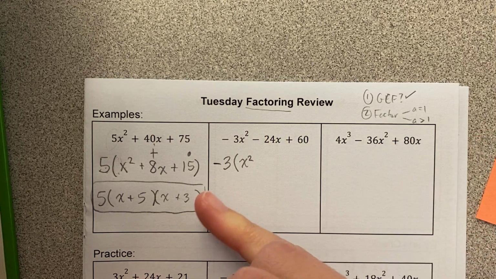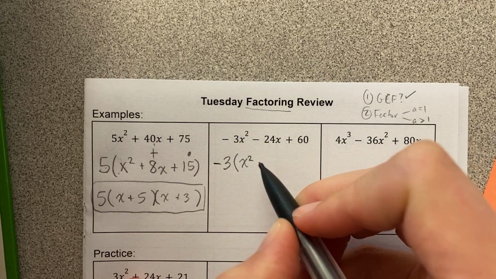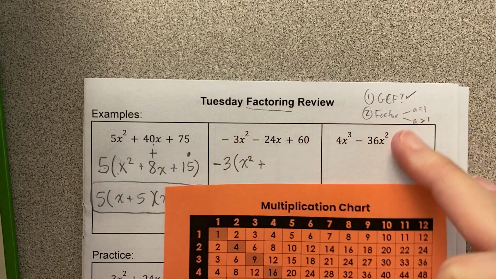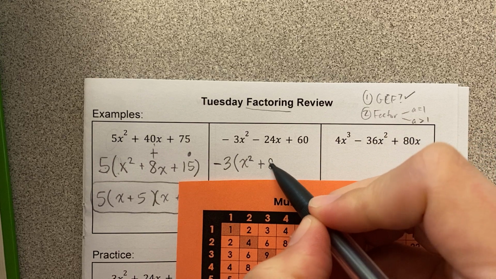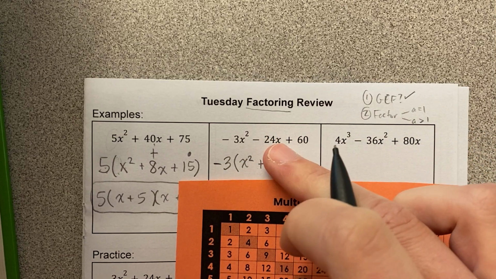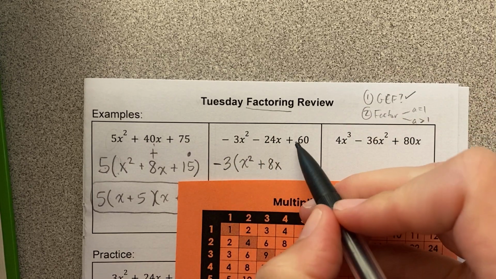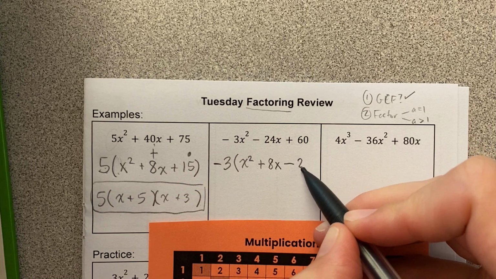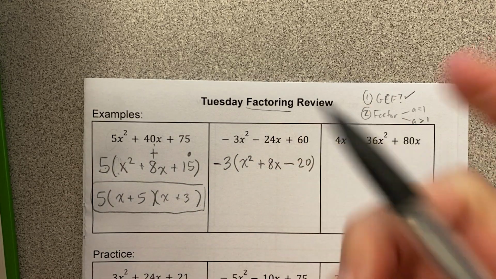Okay, negative 3 times what is negative 3x squared? x squared. Negative 3 times what is negative 24x? Let's talk about signs first. A negative times a positive is a negative. And 3 times what is 24? 3 times 8 is 24. So look, negative times positive is negative, 3 times 8 is 24, and since there's an x, it's negative 3 times 8x. And negative 3, look, a negative times a negative is a positive. And 3 times 20 is 60, right? I know that 3 times 2 is 6, so 3 times 20 is 60.